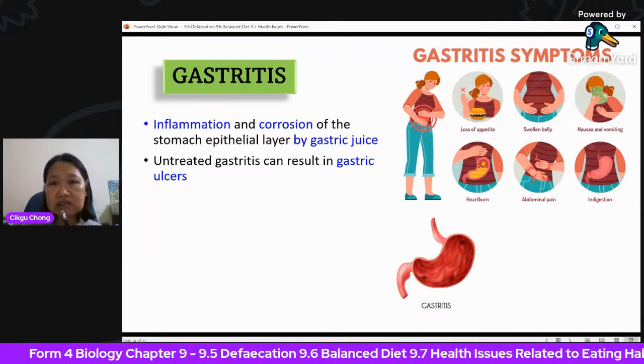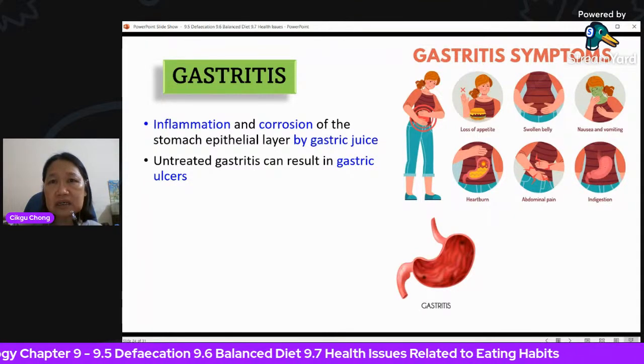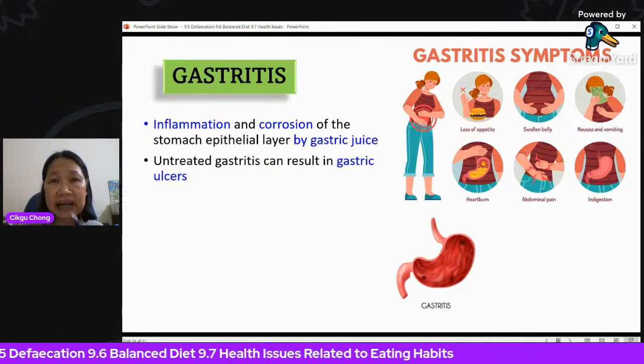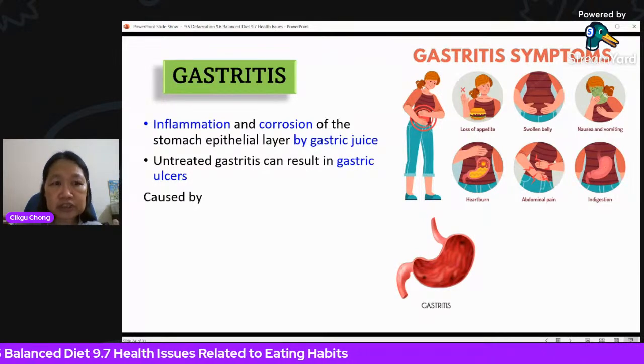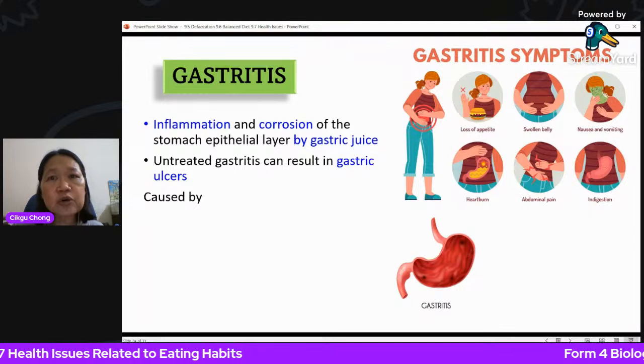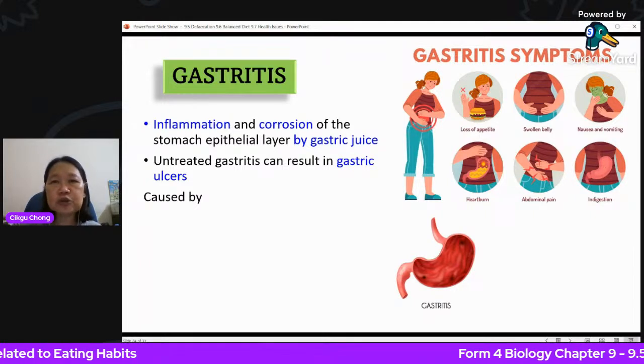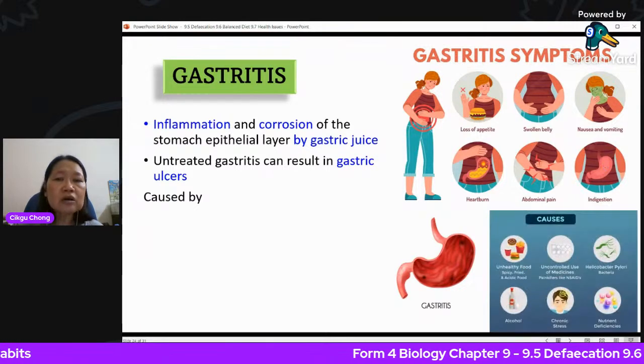You have this ulcer. An ulcer is like an injury to the lining there. Okay, you have to treat it already. You have to see a gastro specialist. Caused by what?